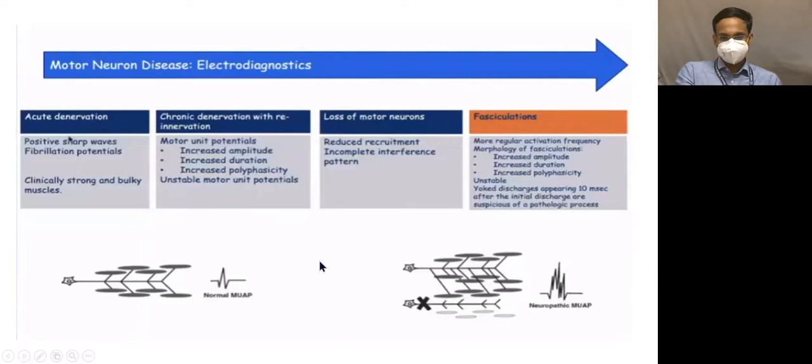I'm not going to spend too much time on this, but it's important to understand that there is a progressive loss of motor units in this disorder. As long as the reinnervation is able to keep pace with the denervation, weakness does not worsen. But if it's not able to keep pace with the denervation, weakness starts developing.